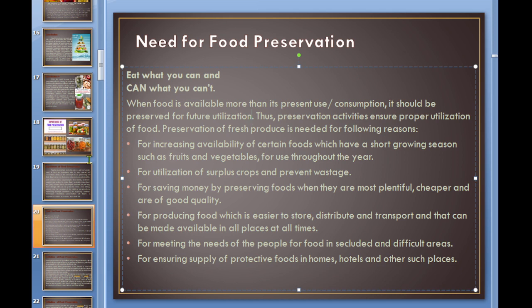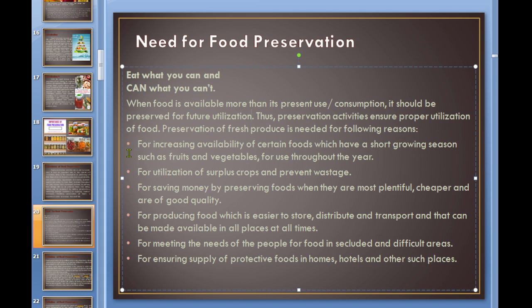Okay, so when food is available more than its present use or consumption, it should be preserved for future utilization. Okay? So thus preservation activities ensure proper utilization of food. Preservation of fresh produce is needed for the following reasons.